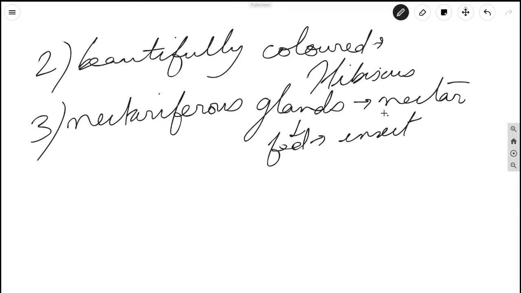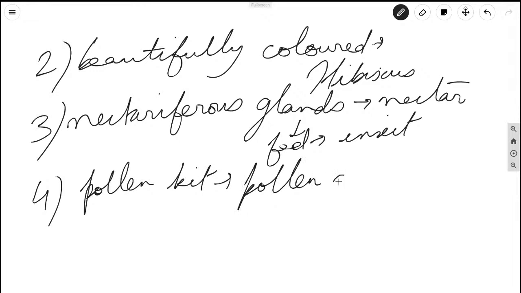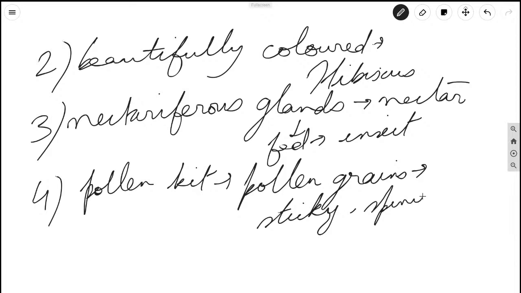In entomophilous plants, the pollen grains become very, very sticky. I had told you they have a specific layer of sticky material on top of the sporopollenin, that is known as the pollen kit, right? The pollen kit is present on the exine. The pollen grains are consequently very, very sticky. They could be spiny also, so that they may easily get attached to the body of the visiting insects, right? And the stigmas also become sticky in order to catch the pollen grains which are stuck to the insect, right?